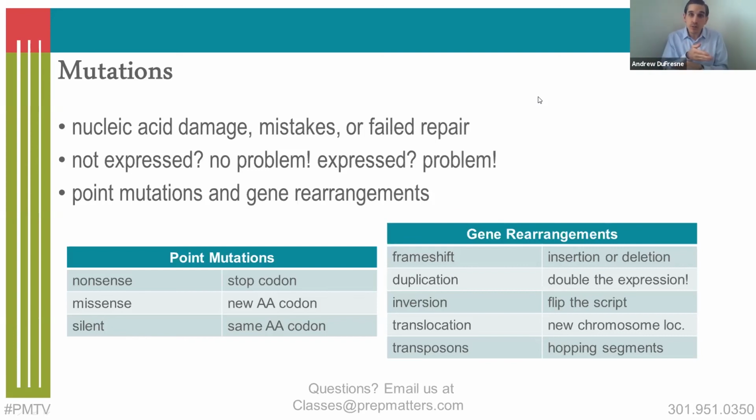Inversions basically flip the script. All of a sudden, that directionality that we talked about that's so important, that gets messed up. And that's going to change what we're going to get out of that. If that's the input, the output would be different. Translocations are the movement of segments from one chromosome to another.